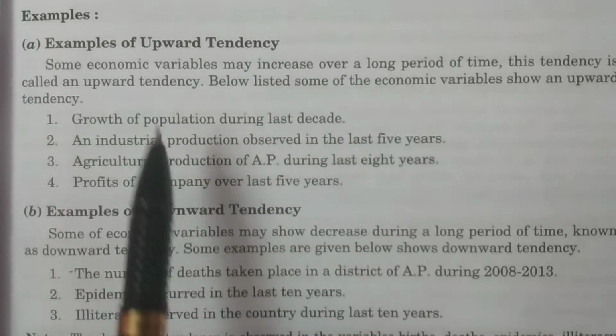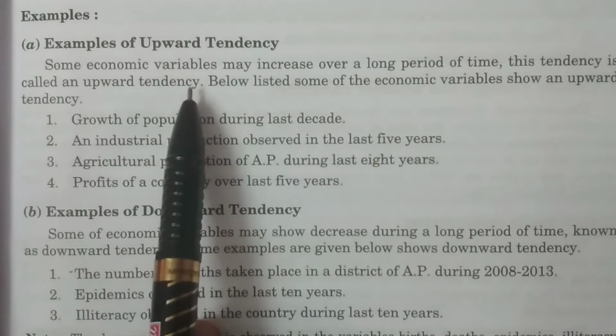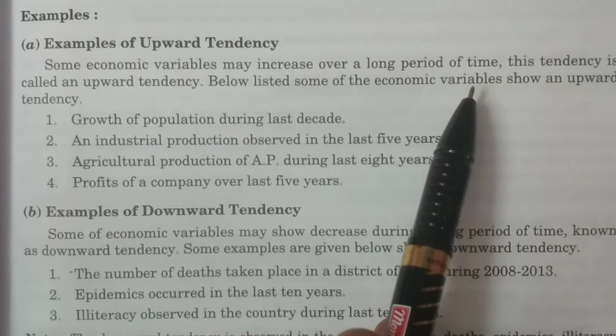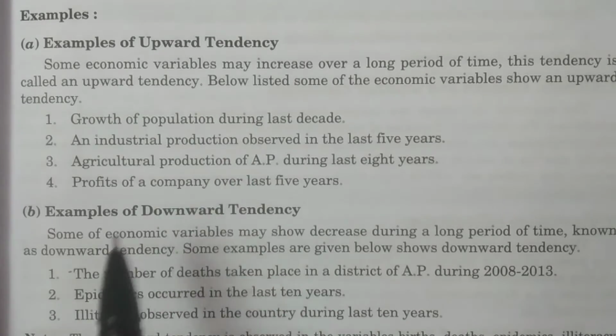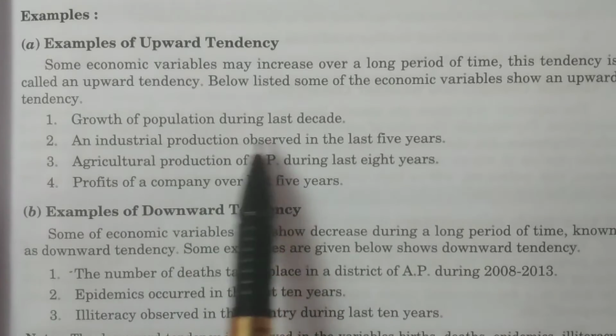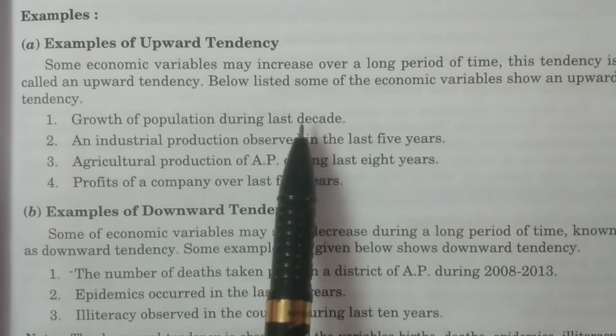So these are the examples of upward tendency, that is increasing. Some economic variables may increase over a long period of time. So this tendency is known as upward tendency. Like, you see some examples I'm giving to you. Growth of the population during the last decade. The population usually is going to be increased. That is upward tendency.